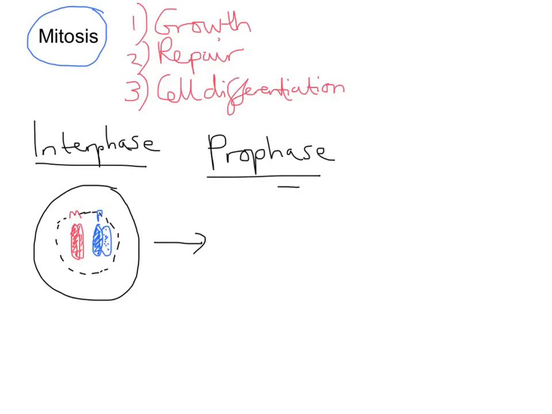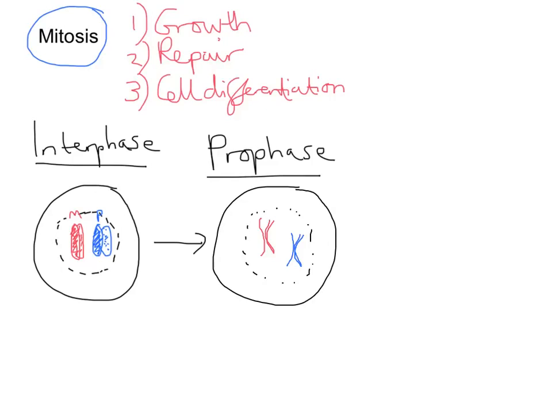Now, in prophase, those chromosomes shorten and they condense. When they condense, they shorten, they become a bit more visible. So we have this nuclear membrane, and we can start to see these chromosomes now as two actual separate strands almost. Looks a bit like this. And I'm going to explain what I'm drawing in just a moment.